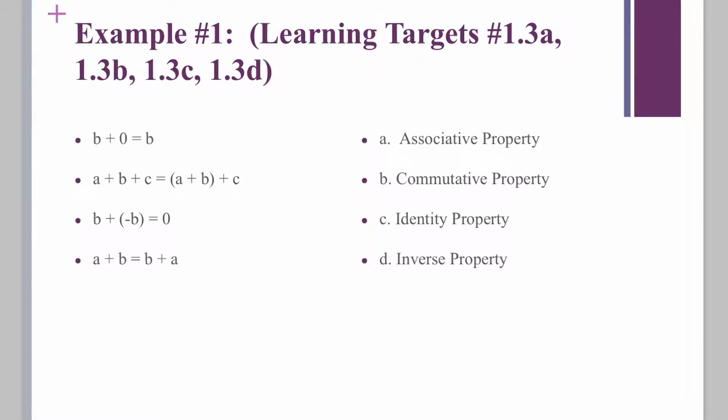So let's look at example number 1. This is highlighting learning targets number 1.3a, 1.3b, 1.3c, and 1.3d. These are our properties of addition. And so what we're needing to do is match our properties with the generalized representations of them in equation form on the left. And so let's look at what is going on with this particular equation.